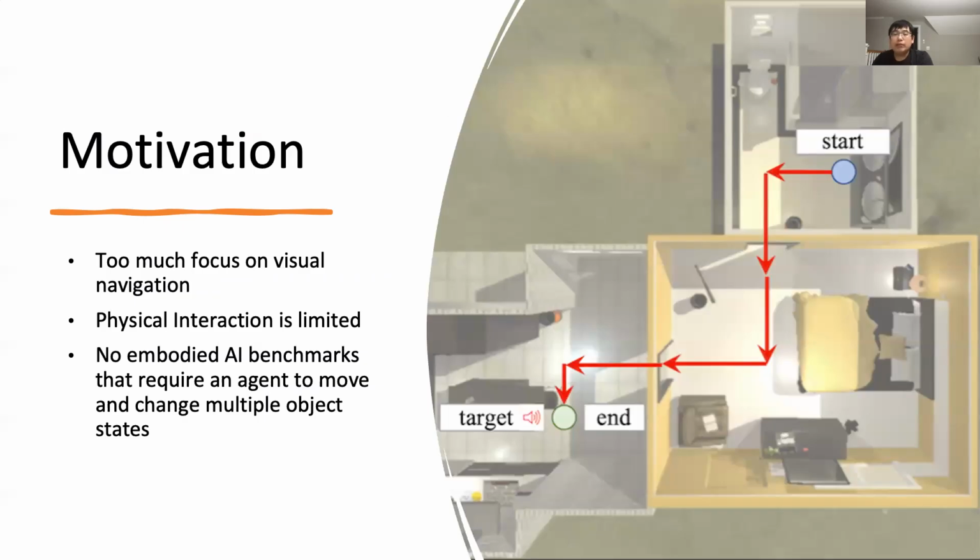The motivation behind this dataset and challenge is that we find most of the tasks defined in current virtual environments mostly focus on visual navigation, but pay little or no attention to physical interaction. Since the ultimate goal of embodied AI is to build systems that can perceive and interact in a physical environment, physical interaction is clearly a necessary component for training home assistant robots.